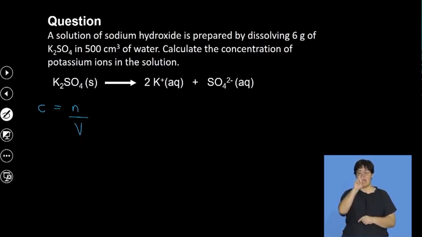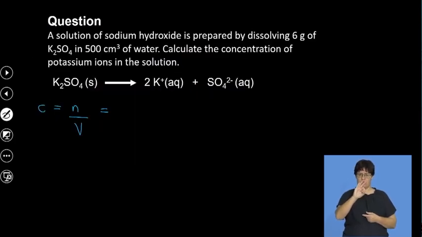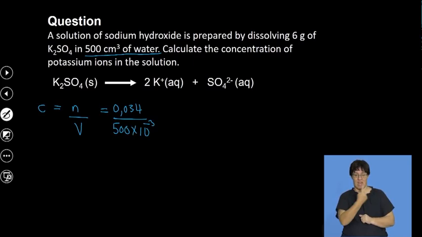concentration is equal to moles per unit volume of solution. So what do we have here? We've got 0.034 moles, okay? 0.034 divided by the volume, but this volume is given in cubic centimeters, okay? So it's going to be 500 multiplied by 10 exponent minus 3. This is the conversion, because for every cubic decimeter, there are 1,000 cubic centimeters.